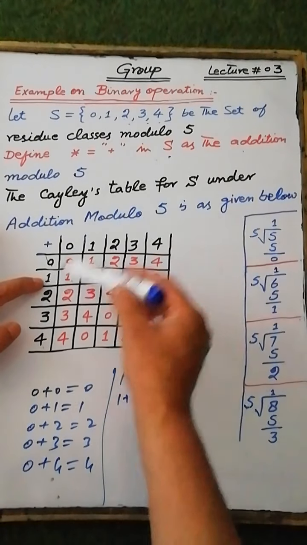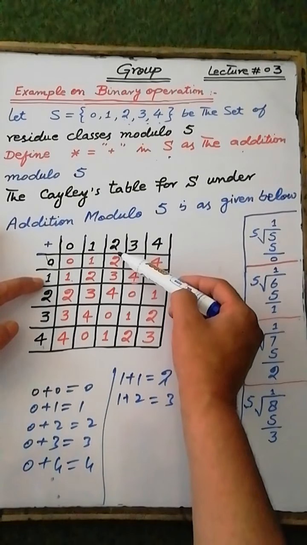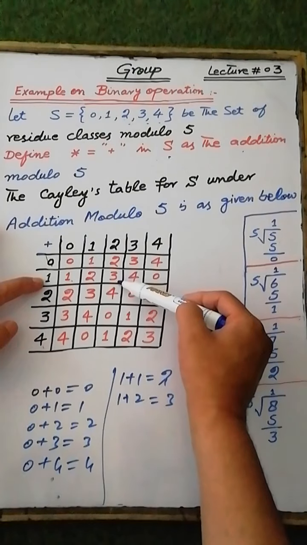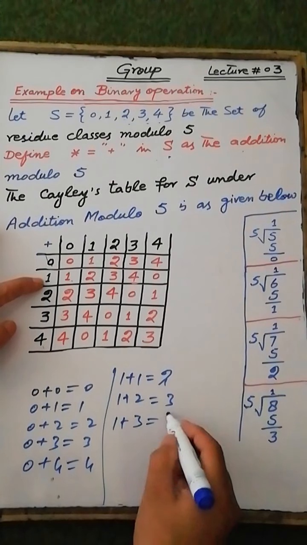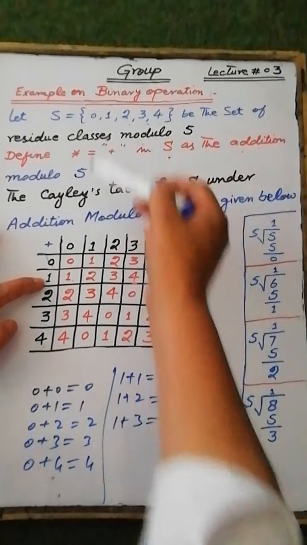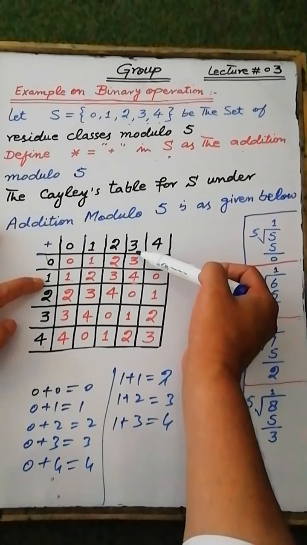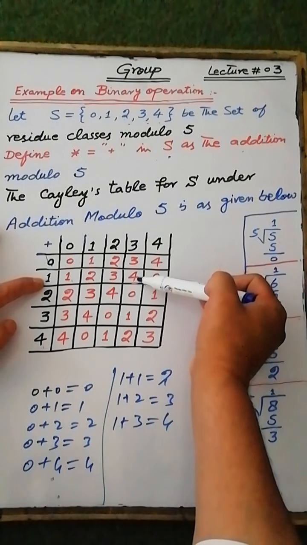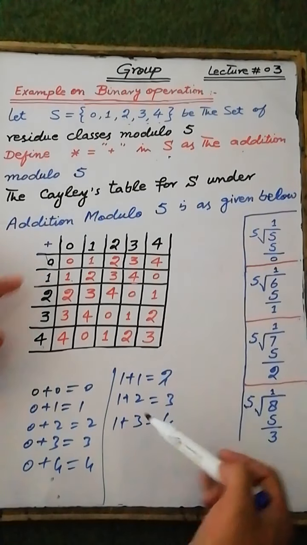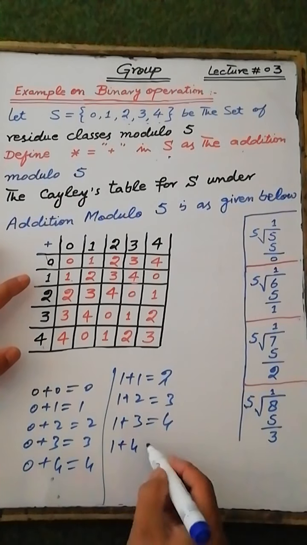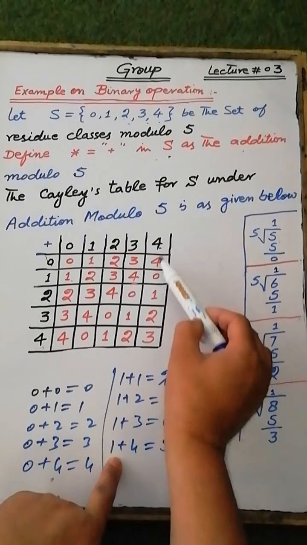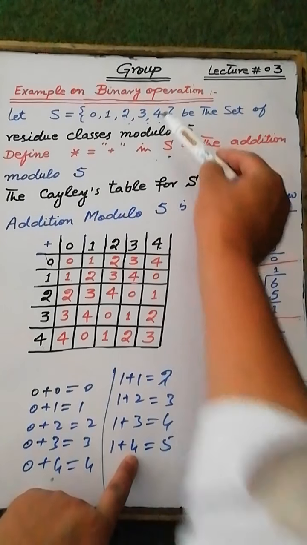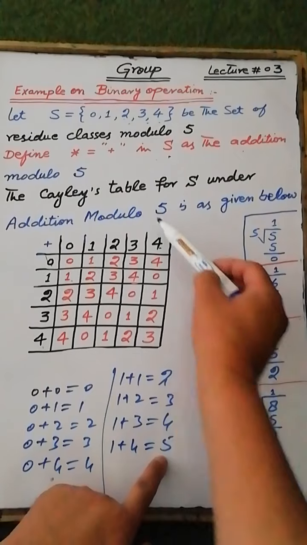1 is an element of the set S, and 2 is an element of the set S. The result is equal to 3, which is less than 5. We write it here. 1 plus 3, the result is equal to 4. 1 is an element of the set S, and 3 is again an element of the set S. The result is equal to 4, which is less than 5. We write it here. And 1 plus 4, the result is equal to 5. 1 is an element of the set S, and 4 is again an element of the set S.